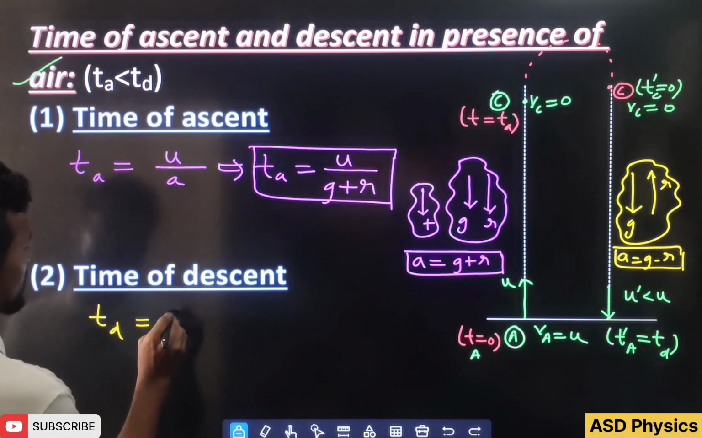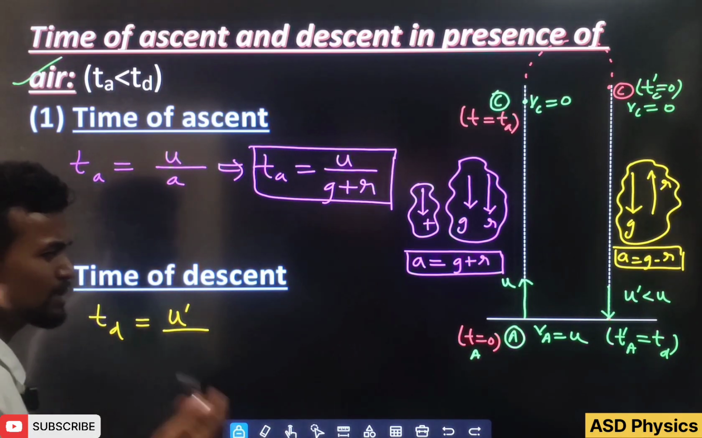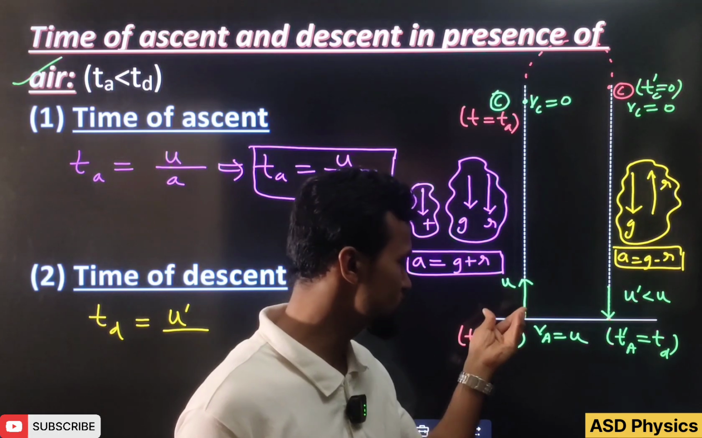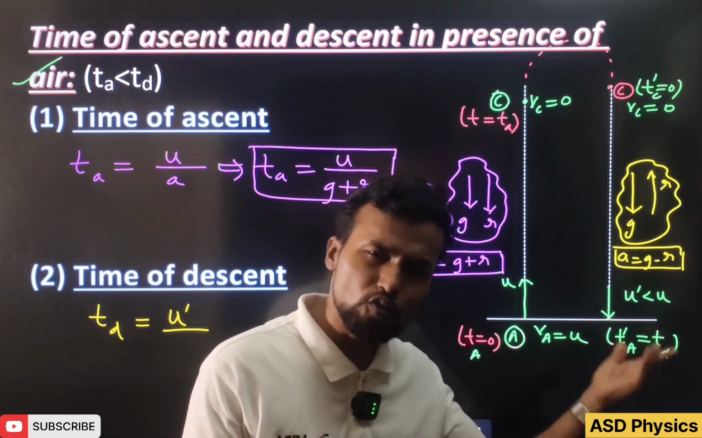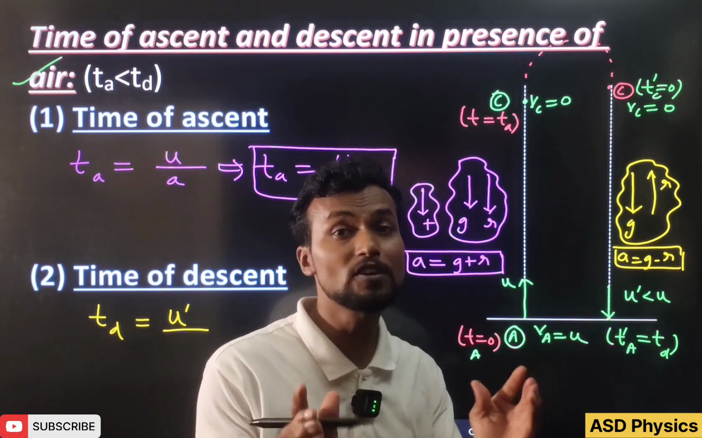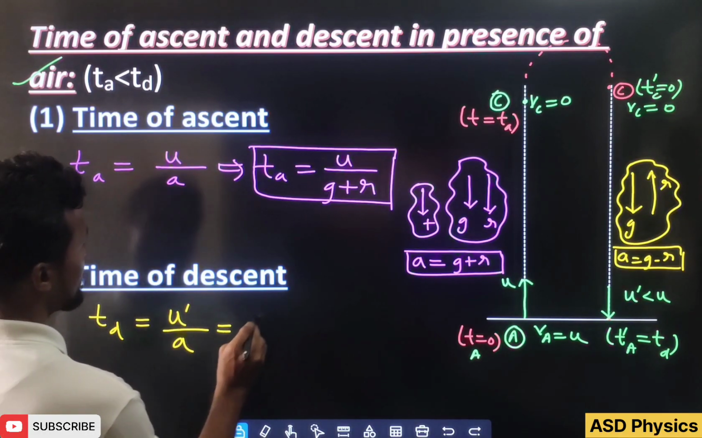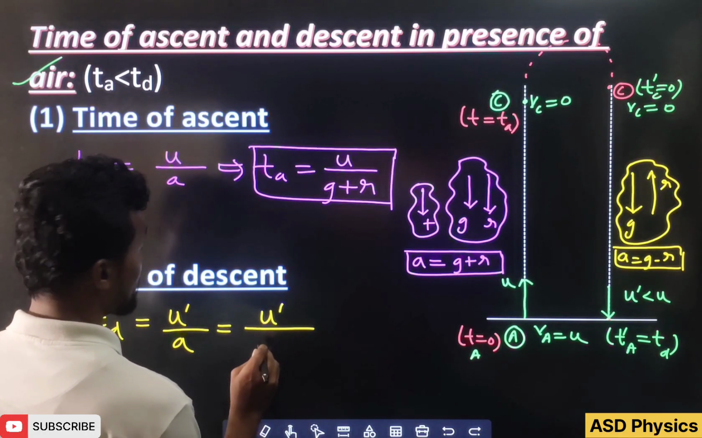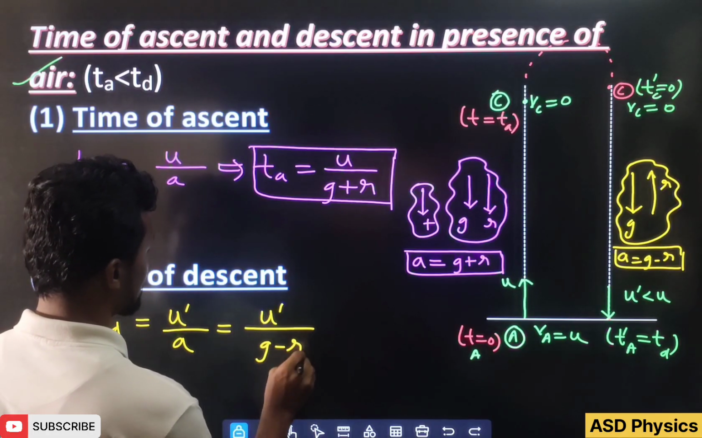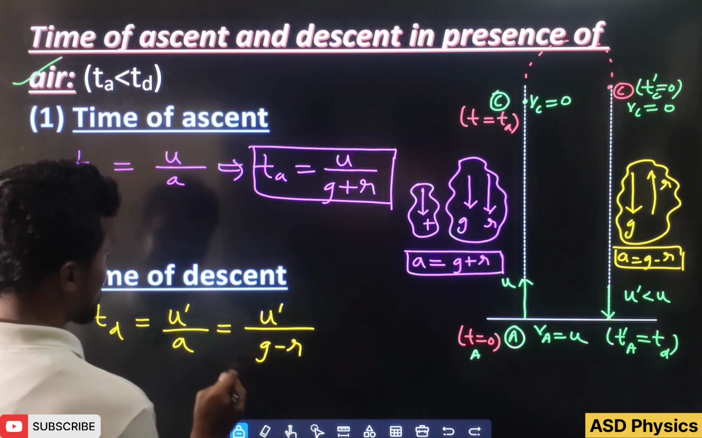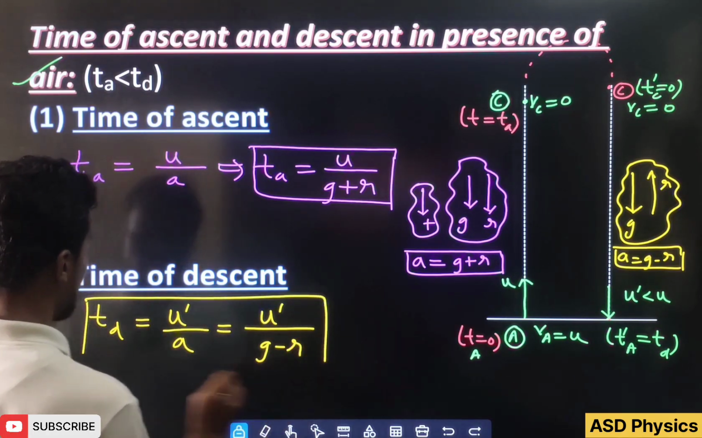So if I write here time of descent, you can write here u dash. Even sometimes in books and all you will see here also they will write u, here also they will write u, to keep the thing simple. But I have told you the factual things, is it? So here u dash by A. So it will become, kindly see here, u dash by G minus R. We can write here G minus R here, kindly see here.